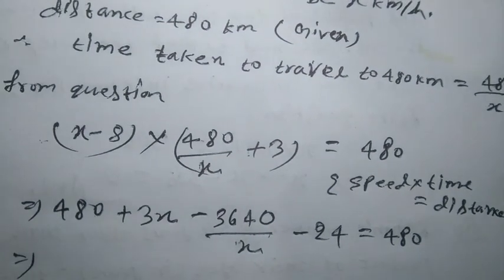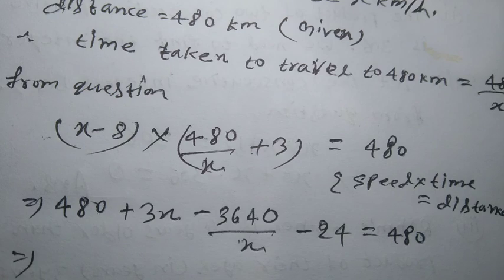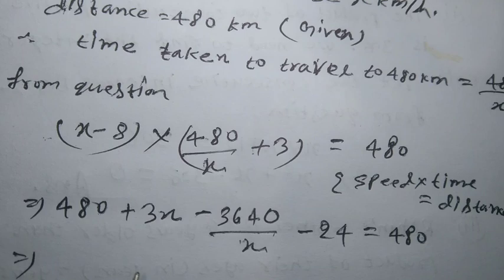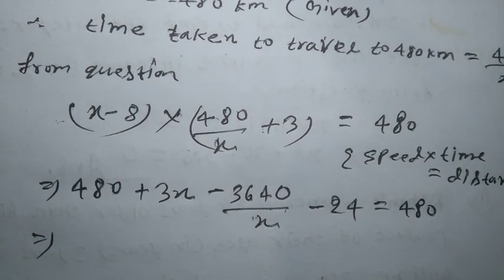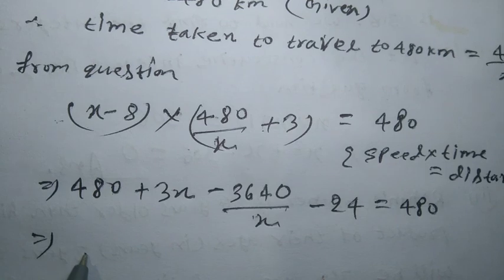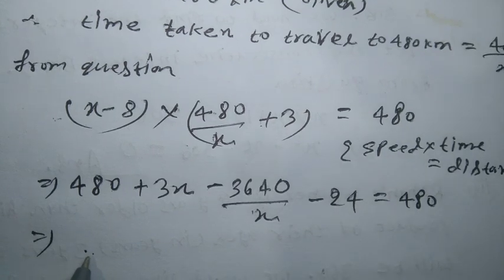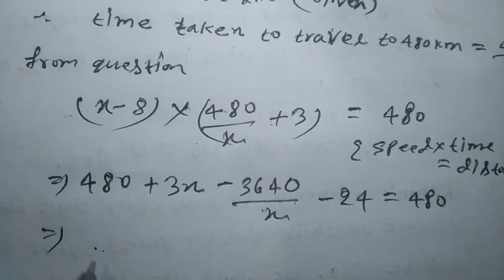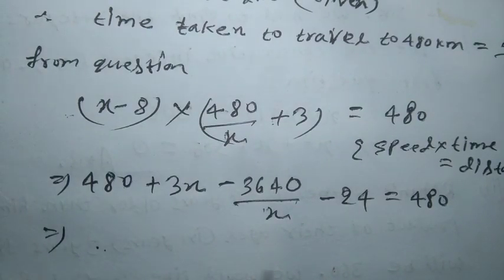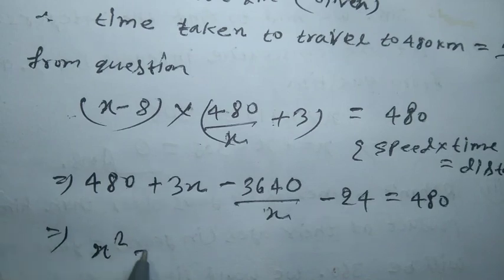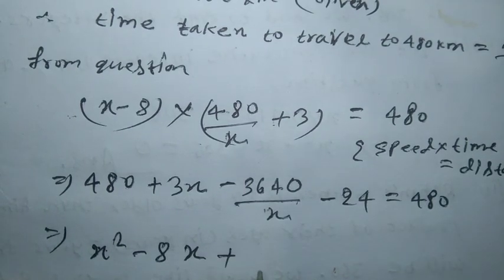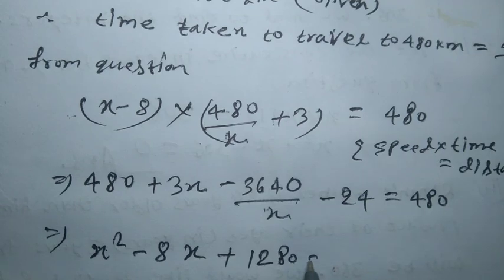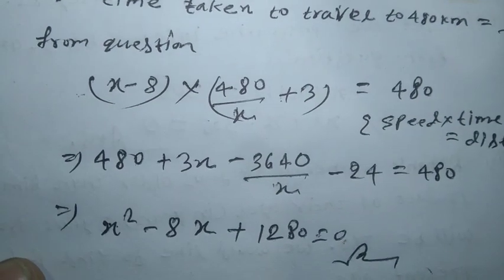Now when we rearrange them and take the LCM, then by the last calculation we get x square minus 8x plus 1280 is equal to 0. That is our answer. Okay, that's all.